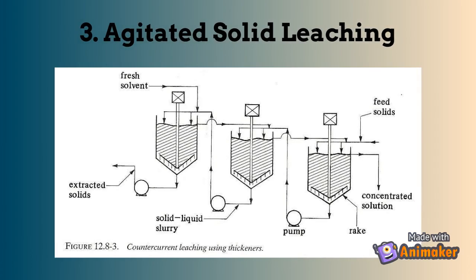Fresh solvent enters the first stage thickener as shown. The clear, settled liquid leaves and flows from stage to stage. The feed solids enter the last stage, where they are contacted with solvent from the previous stage, then enter the settler. The slowly rotating rake moves the solids to the bottom discharge. The solids together with some liquid are pumped as a slurry to the next tank.